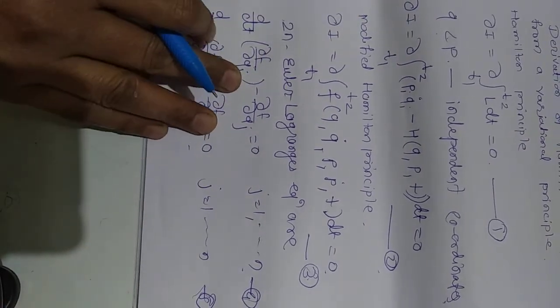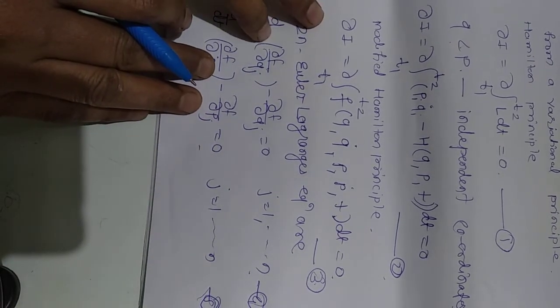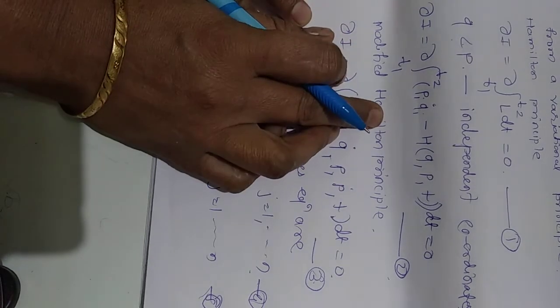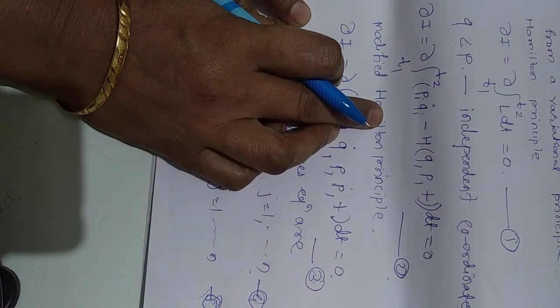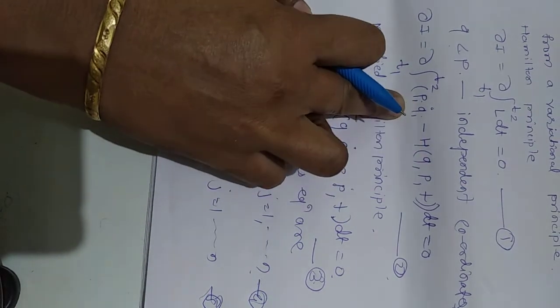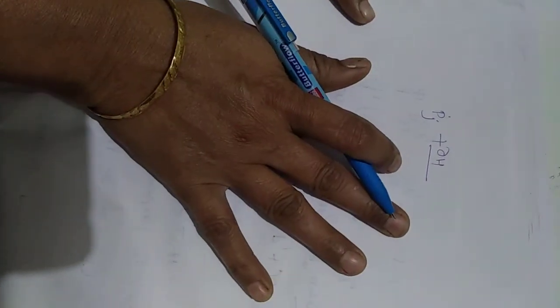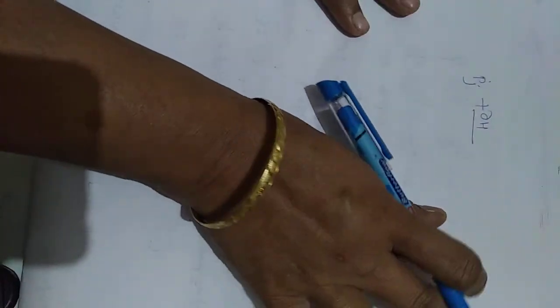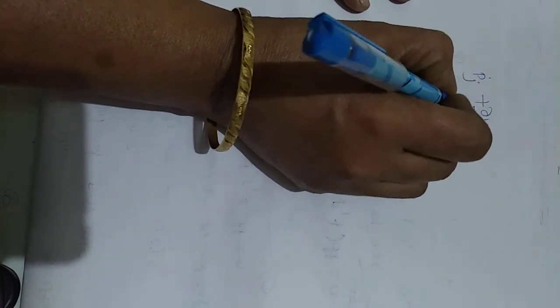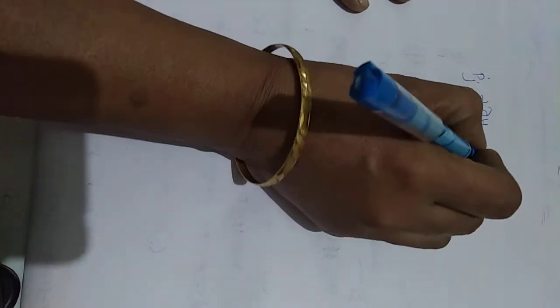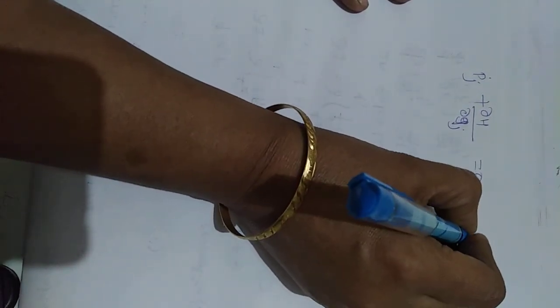The integrand f is given in equation 2. It contains qj dot only through the pi qi dot term, and qi only in H, and hence this leads to the equation pj dot plus del H upon del qj is equal to 0. That is equation number 6.